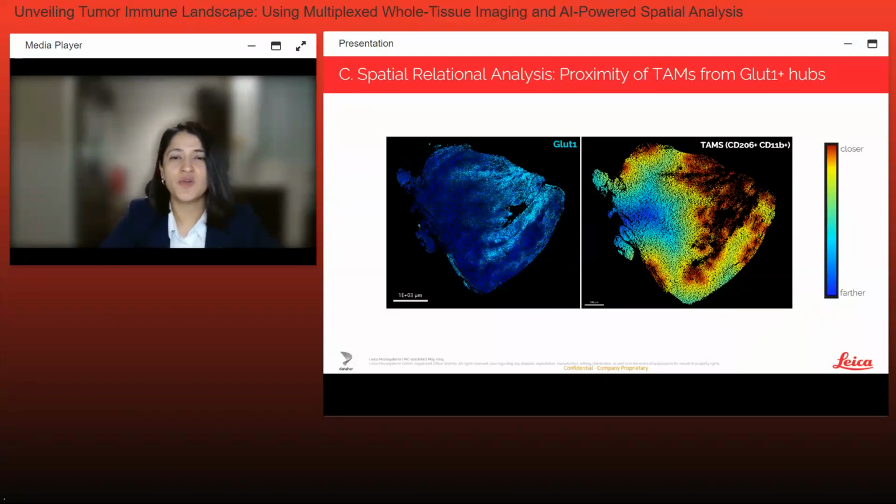It's important to note that such immunosuppressive phenotypes, like tumor-associated macrophages and their increased expression in these GLUT1 rich areas, can be associated with poor prognosis, and this may limit the therapeutic efficacy of a given treatment in cancer patients. So it's extremely essential to identify where they're located spatially within the tissue.